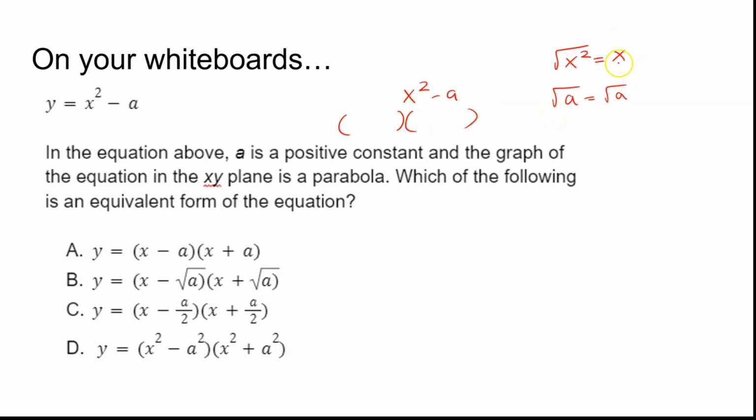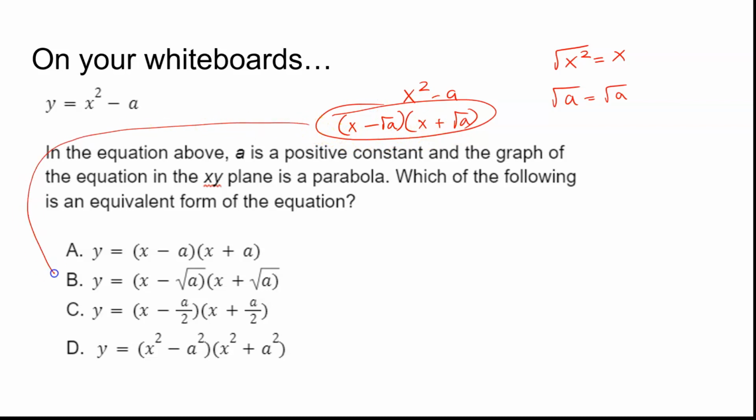So whatever I see on the right side here, I have x and the square root of a, and x and the square root of a. 1 plus and 1 minus. And if you look at this, this happens to match b. If you got a, what you did was when you took the square root of a, you got a again, which is not possible. If you got c, what happened was you divided instead of taking the square root. And if you did d, you didn't take the square root, you squared. Hope that makes sense.